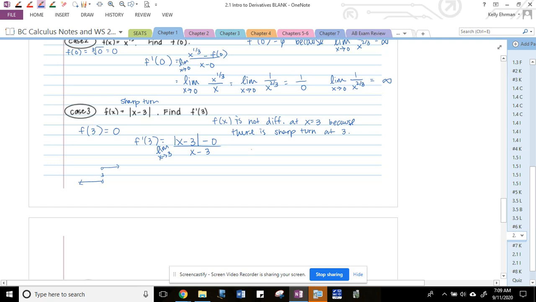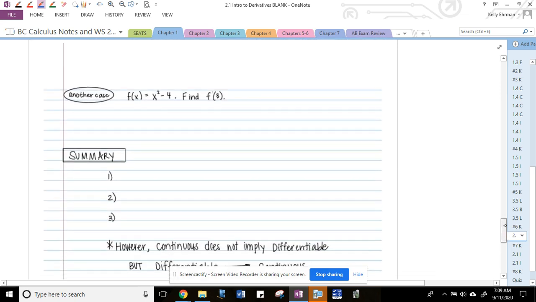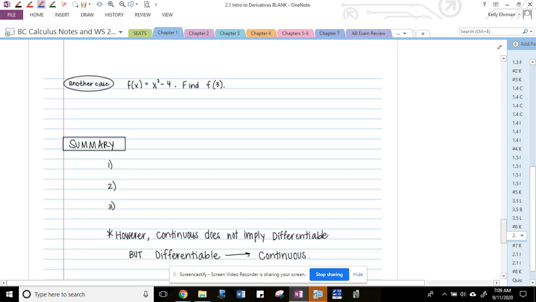Okay, so the limit as x approaches 3 of f of x from the left side is not equal to the limit as x approaches 3 from the right side of f of x. Or again, think about the graph, talk about the sharp turn. Okay, one more example. Find f prime of 3. Does f of 3 exist? Yeah, it's 9 minus 4, which is 5.